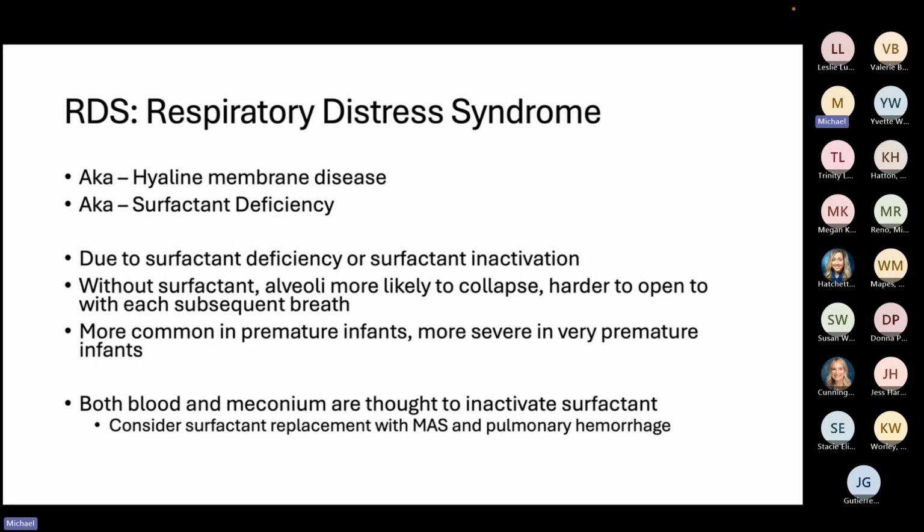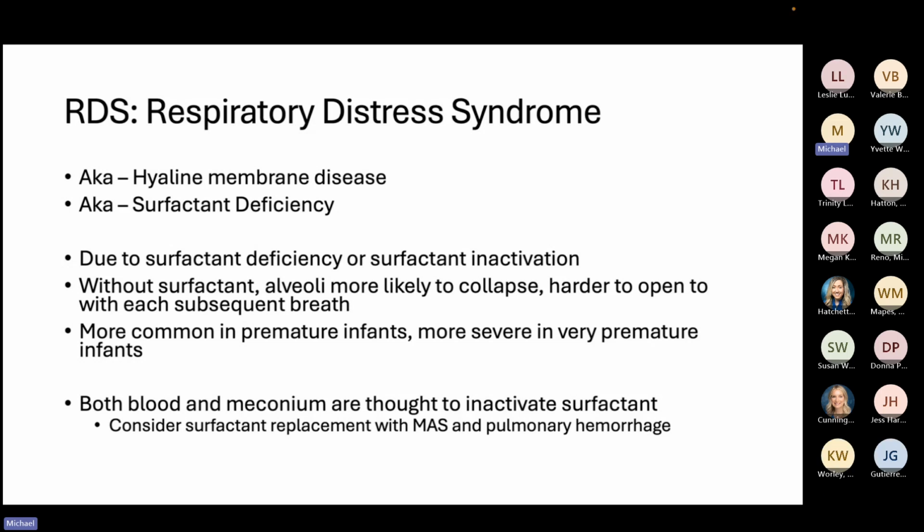Like I'd mentioned, both blood and meconium are thought to inactivate surfactant, and so it's important to always remember to consider surfactant replacement with a child who has a severe, significant meconium aspiration or a child who's been exposed to either maternal or fetal blood via swallowing of mom's blood or a pulmonary hemorrhage at the time of birth.